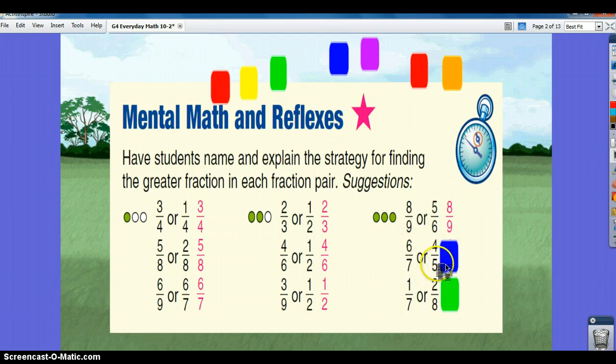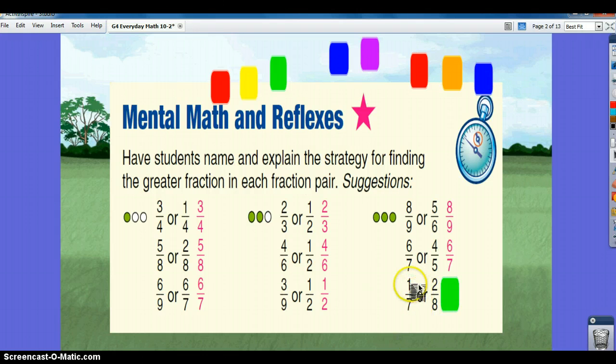6/7 or 4/5. Again, it's getting trickier, so you could convert them. Make them both 35 on the bottom. And you'd have 30/35 or 28/35, so 6/7 would be larger.